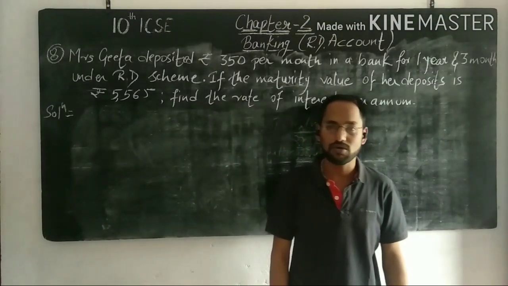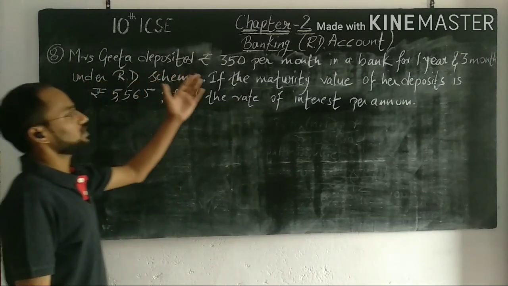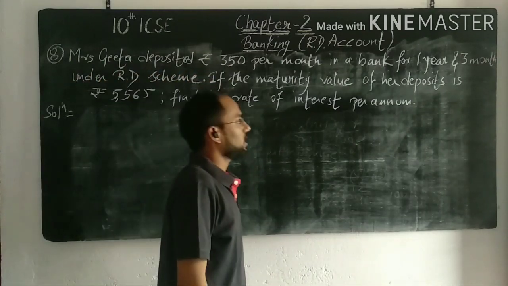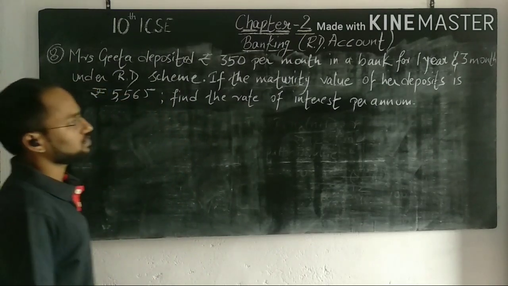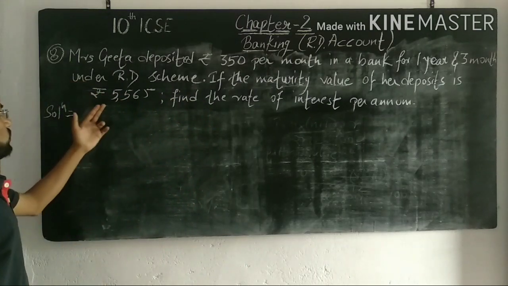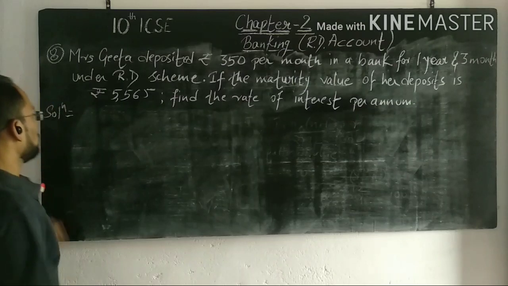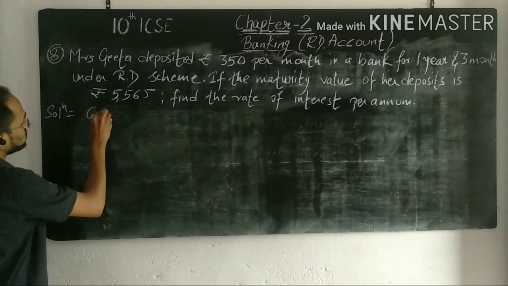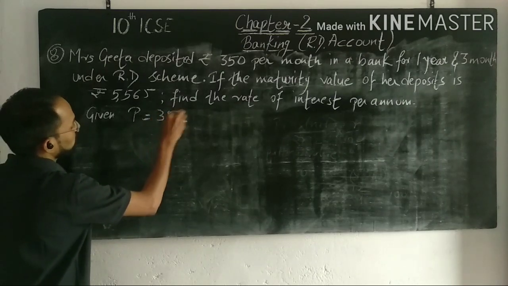Now let's look at one more question. So here in this question, Mrs. Geeta deposits rupees 350 per month in a bank for 1 year and 3 months under RD scheme. If the maturity value of her deposit is rupees 5565, find the rate of interest per annum. So in this question we are given principal, which is P, is 350 per month.